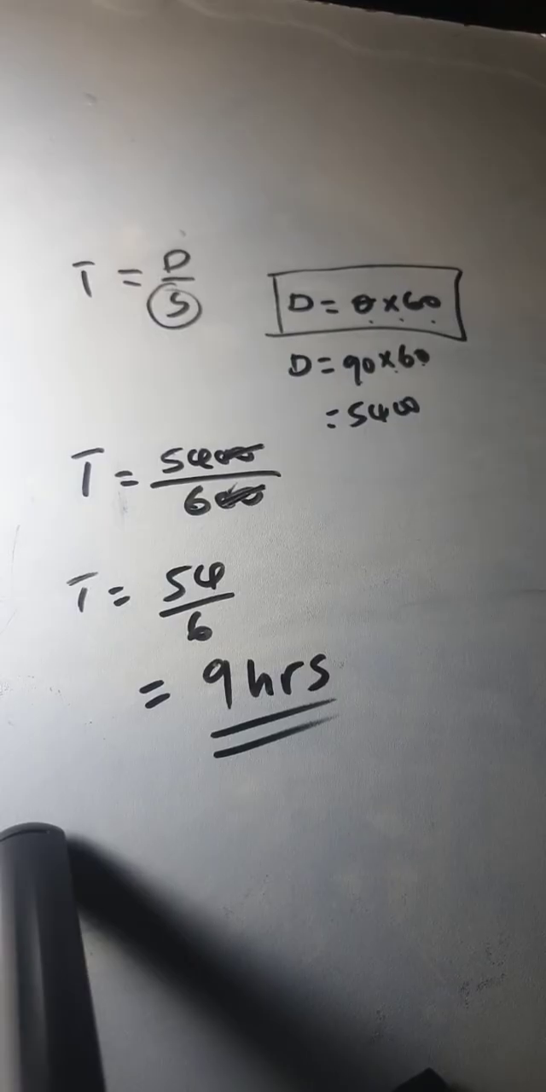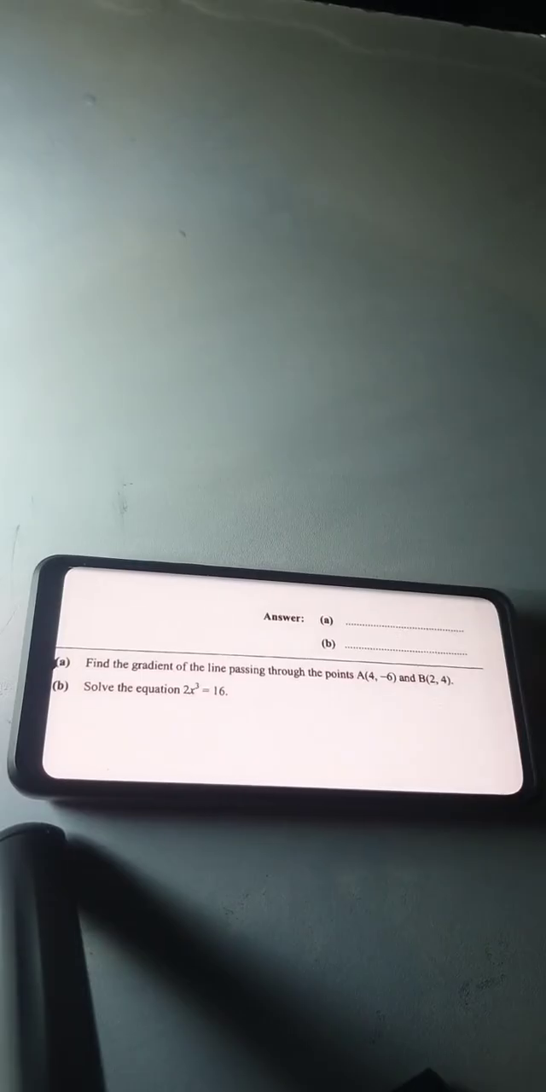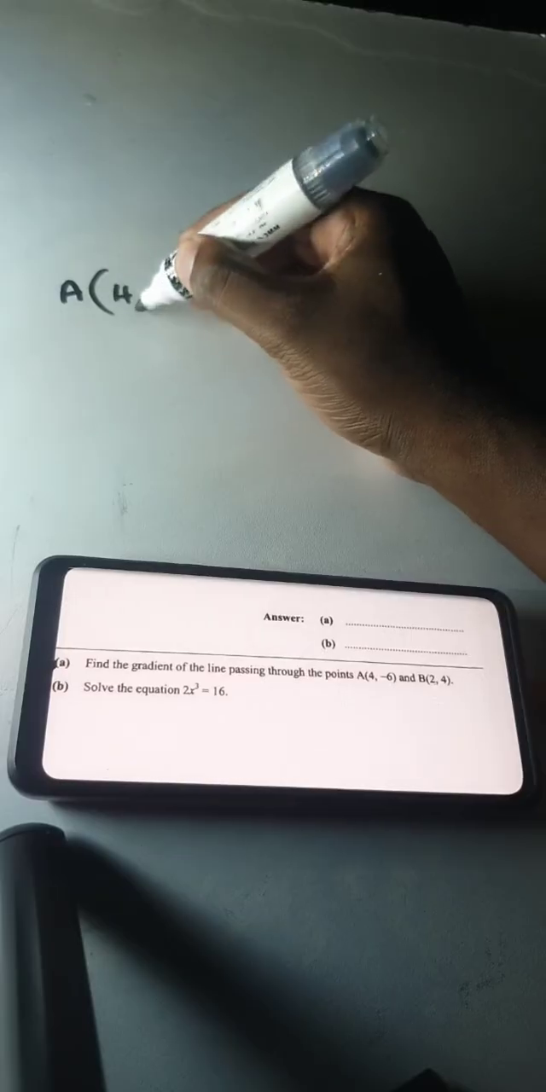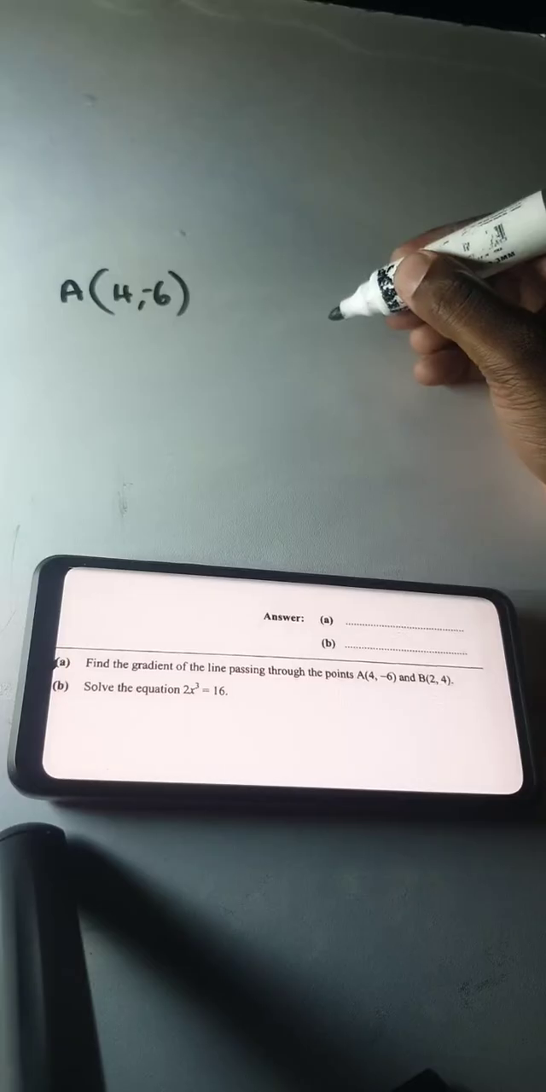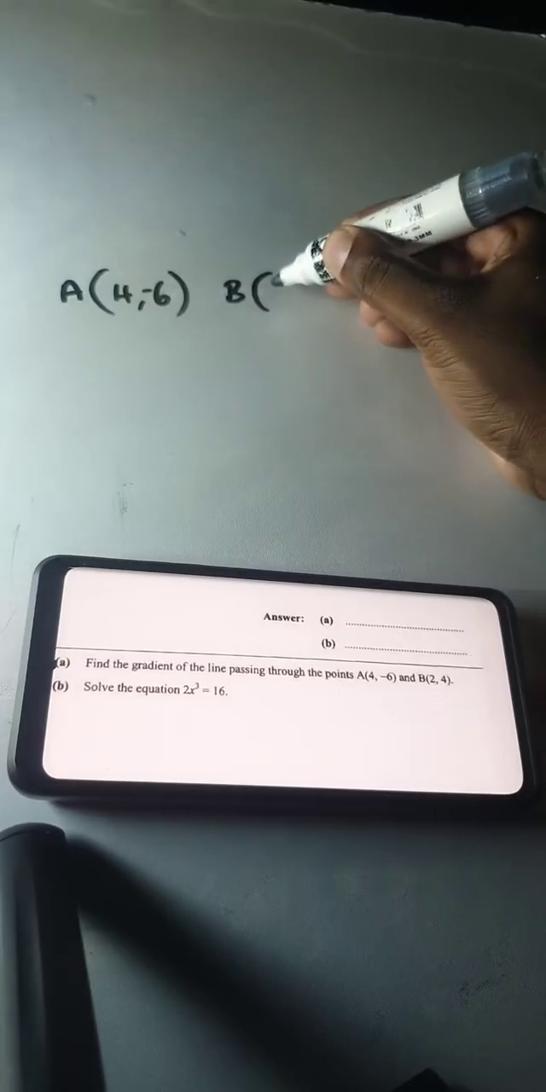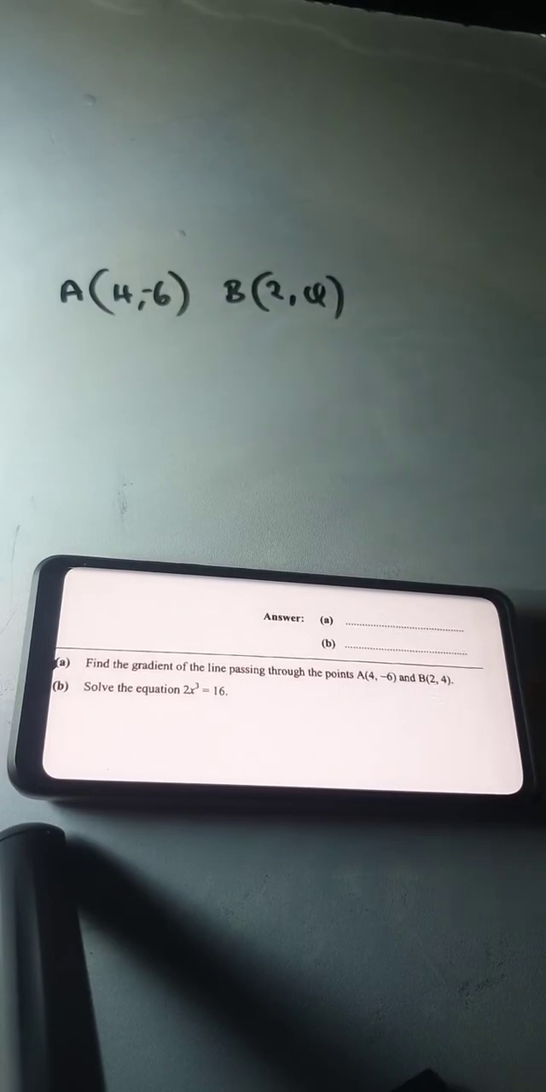Question number 12, let me show you. Question number 12 is saying find the gradient of the line, okay? Find the gradient of the line passing through the points. So we have 2 points. We have the first, which is point A, which is at (4, -6). Then B is at (2, 4). So the question is asking us to find the gradient given 2 points, point A and B.